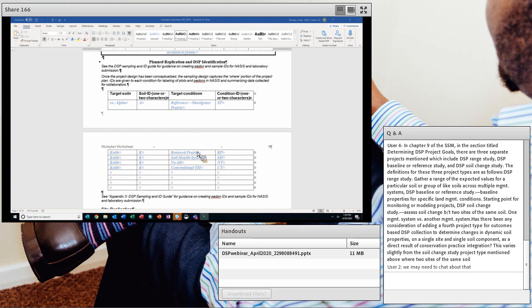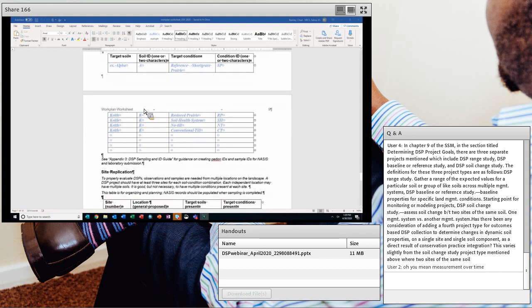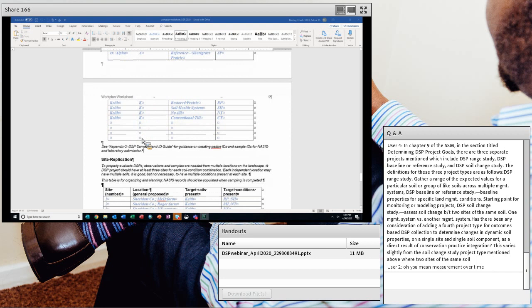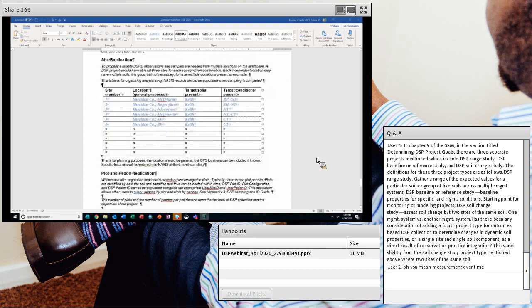As we get here in this one, where we're going into more of a designated DSP project, we had 4 different systems we were looking at: a restored prairie, soil health system, a no-till, and a conventional till. We obviously are going to replicate the sites, and I want to point out that we also have another document. There's several, I think 7 attachments total, that you can look at that are there for supporting everything from the NASIS columns, but I would direct you towards the DSP sampling ID guide, and it will guide you through labeling.